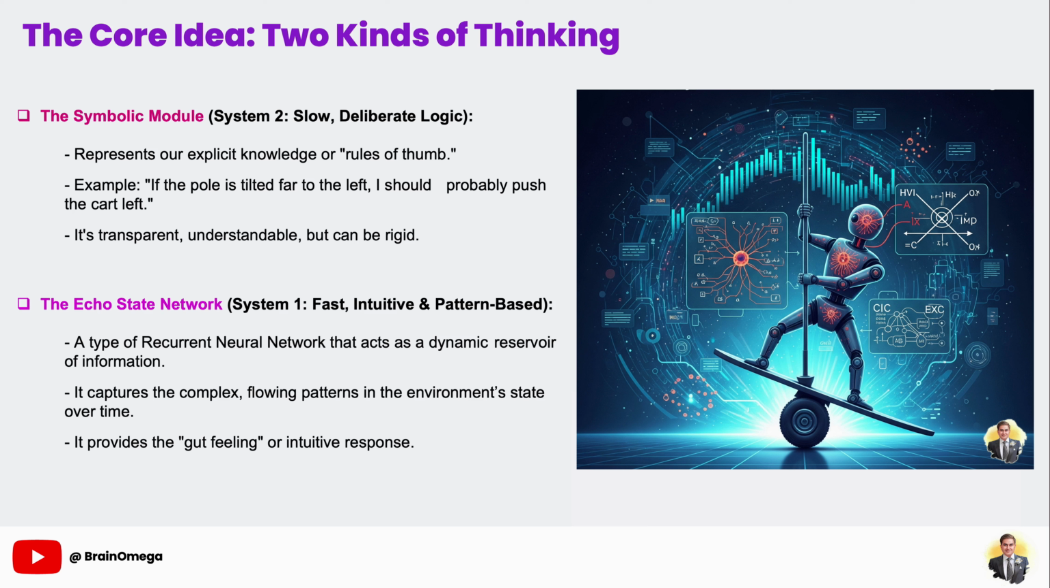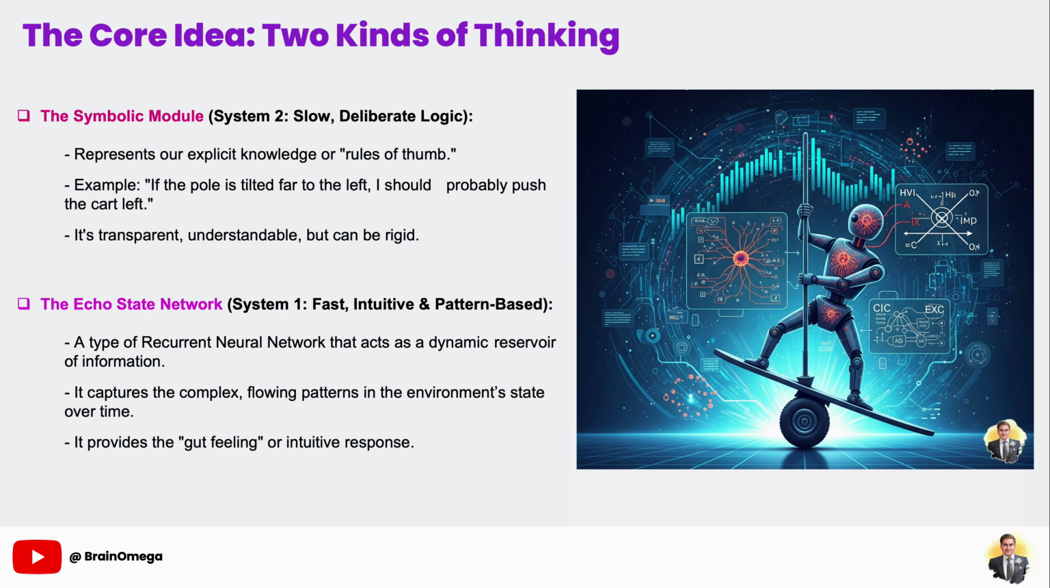For the cart pole game, a rule might be as simple as, if the pole is leaning too far to the left, it's a good idea to push the cart to the left. This part of the brain is easy for us to understand and debug, but it might not be able to handle every complex situation. Second, we have the Echo State Network, or ESN. This is our System 1 thinking. It's fast, intuitive, and based on recognizing complex patterns over time.